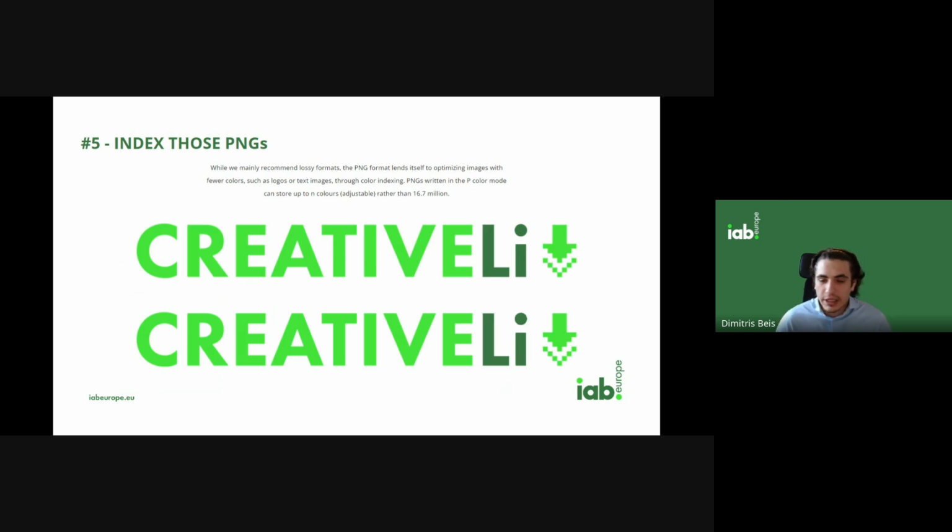And then finally, index PNGs. So we don't really look at the PNG format very closely when looking at how to optimize assets. That's because the PNG format is really about maintaining information. It's a lossless file format, although there are lossy implementations. But one thing you can do with PNG to really cut down the file size, and it's really simple, is to index colors. So with images with fewer colors, such as logos or text images, through color indexing, you can essentially achieve a fifth, a tenth of the file size potentially, depending on the resolution, colors, etc.